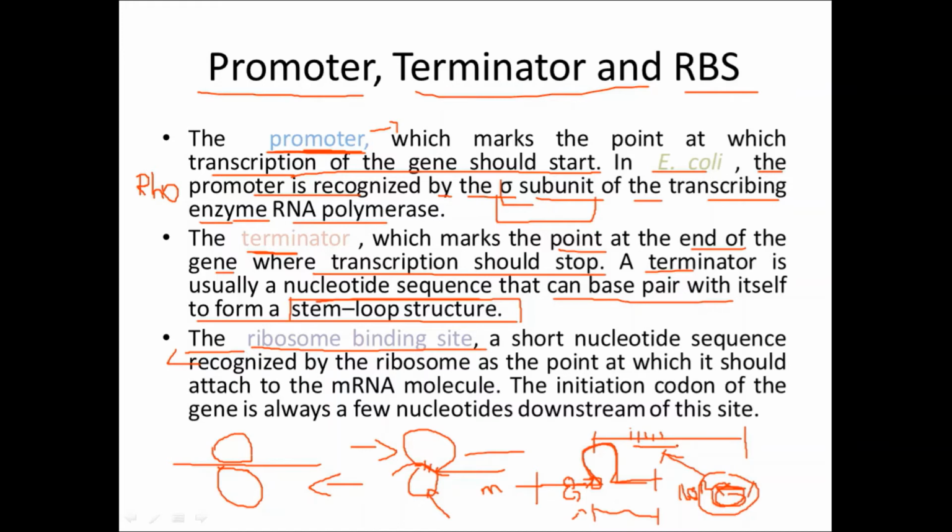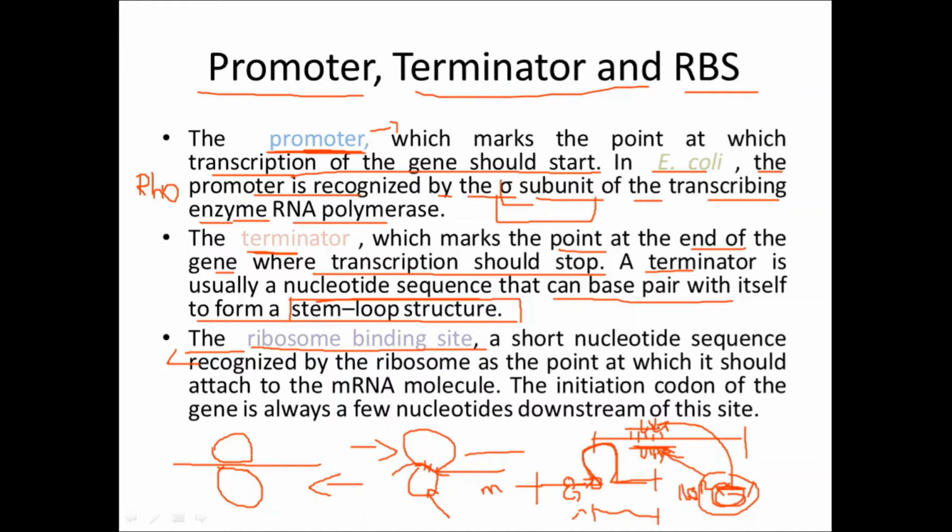Then only this sequence binds complementarily here. Suppose here A is there, here the complementary base is T. Here is U, here is A, here is C, here is G. So the Shine-Dalgarno sequence is complementary to the specific segment of 16S rRNA in the small subunit of the ribosome. Then only the ribosome binds.